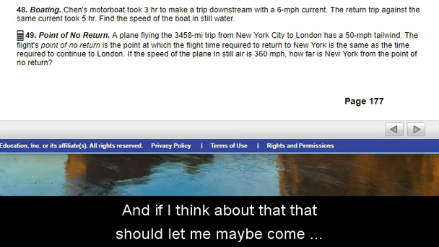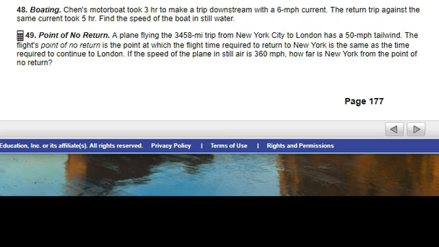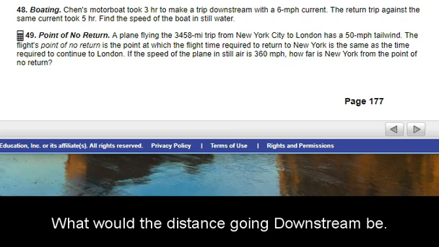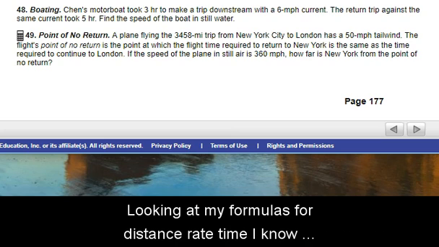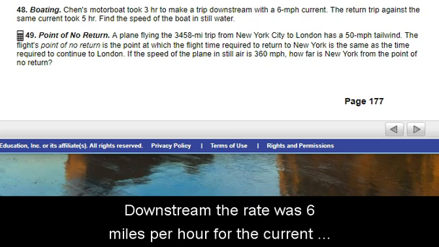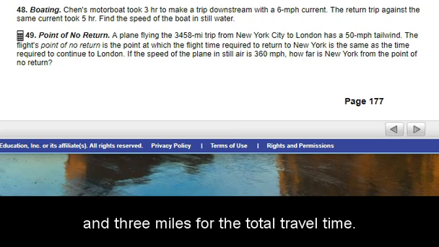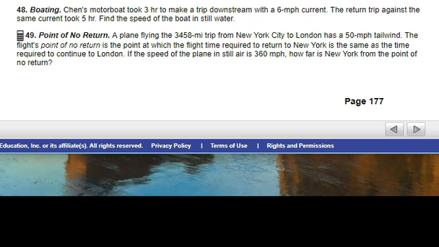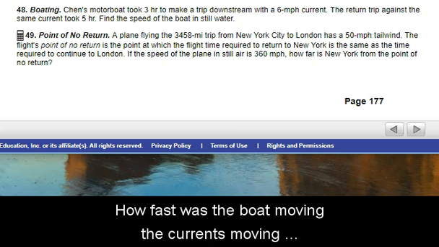And if I think about that, that should let me maybe come up with some formulas. What would the distance going downstream be? Looking at my formulas for distance, rate, time, I know distance is rate times time. And when I'm going downstream, the rate was 6 miles per hour for the current and 3 hours for the total travel time. But how fast was the boat moving?